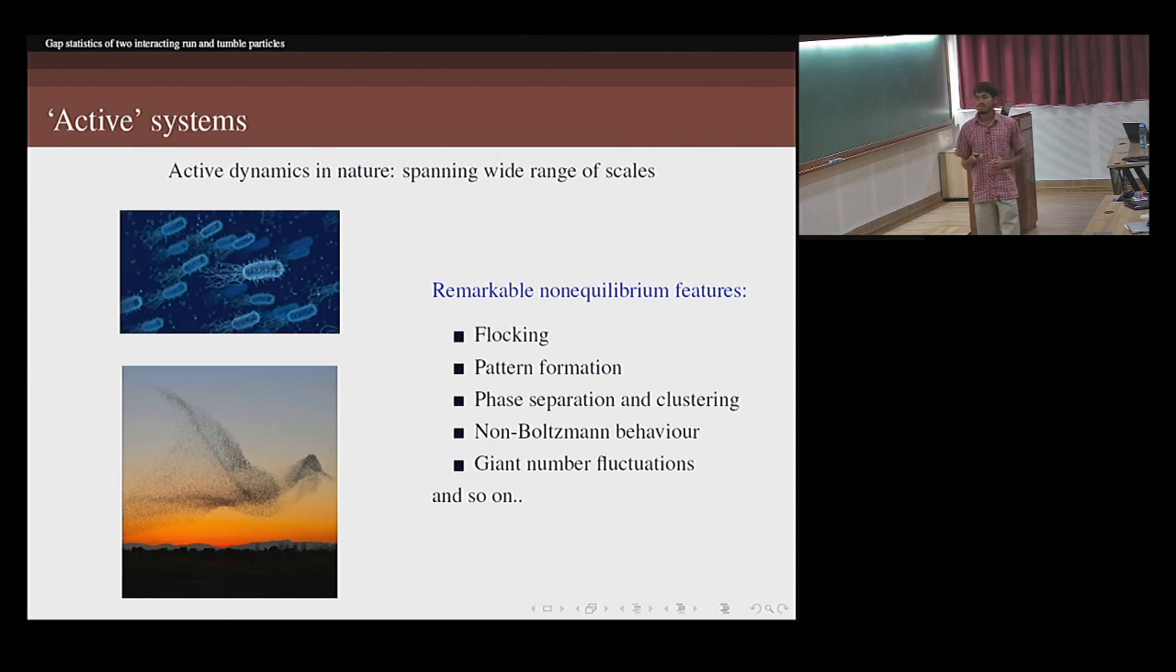The distribution is non-Boltzmann, which immediately says that this is far from equilibrium. And in some particular parameter region, it shows giant number fluctuations and so on. There are several such properties. We will be mostly interested in phase separation and clustering.